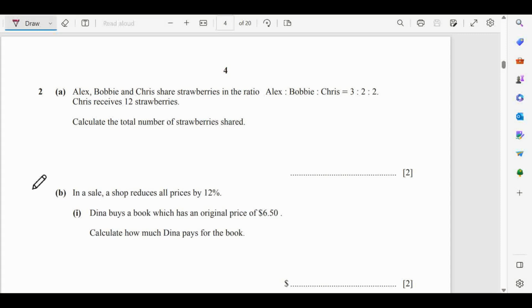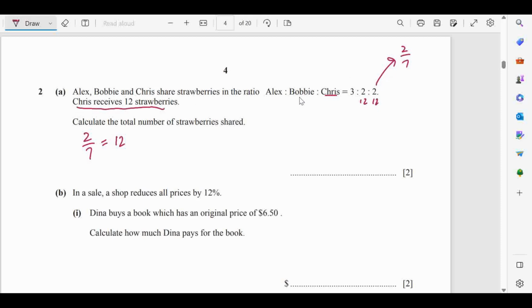In question number 2, Alex, Bobby and Chris share strawberries in this ratio. Chris receives 12 strawberries. So what does it mean? It means that Chris will get 12 strawberries. So 2 by 7 will be equal to 12 strawberries, because if we add these three numbers, the total will be 7. So we can say that the share of this will be 2 by 7. If this is 12, then this will also be 12, because it is mentioned here that Chris receives 12 strawberries.